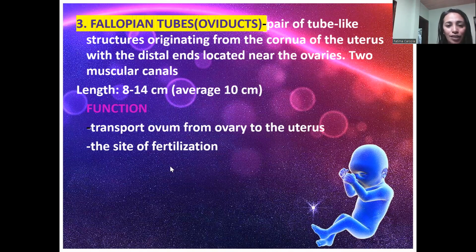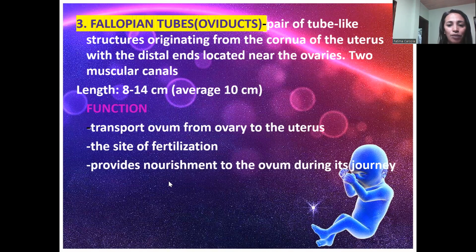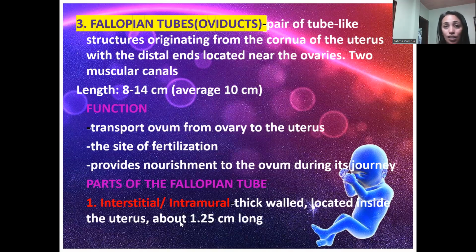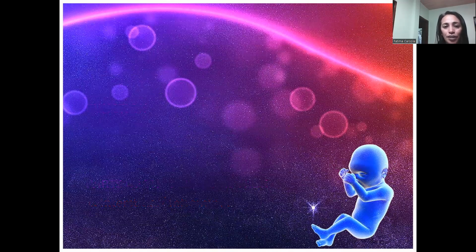It is the site for fertilization, particularly your ampulla. And it provides nourishment to the ovum during its journey, habang nagkakaroon siya ng cell division. And then parts of the fallopian tube, as we have discussed a while ago, we have the interstitial or the intramural. The interstitial or the intramural is the part of the fallopian tube that is connected to the uterus.